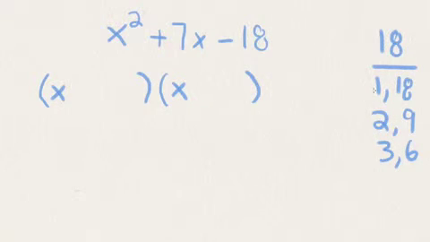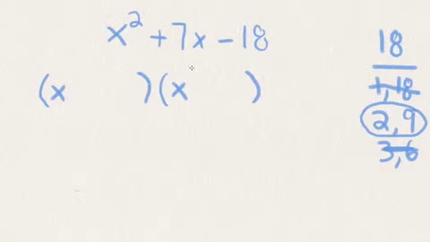Now we're going to look at these factor pairs, which ones will combine together to give us the 7. No way you can get to 7 from 1 and 18. Let's see, 2 and 9, 9 minus 2 will give us 7, so that one works. And we'll just check 3 and 6 to make sure. 6 plus 3 is 9, 6 minus 3 is 0. That's not going to work either.